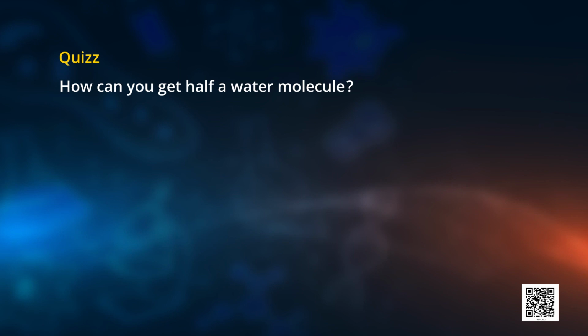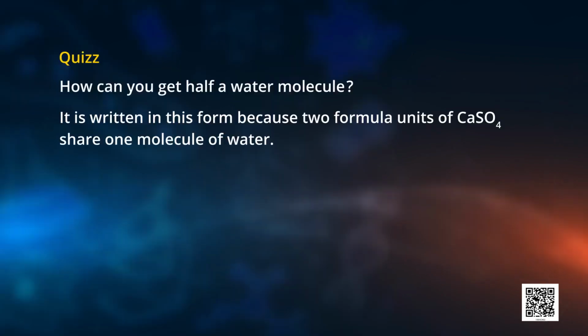Is it possible to have only half a molecule of water? How do you get it? This is a quiz for you. Okay, I'll give you the answer. One molecule of water is being shared by two molecules of calcium sulfate together. So, each one of them gets only half a molecule of water as the formula unit.